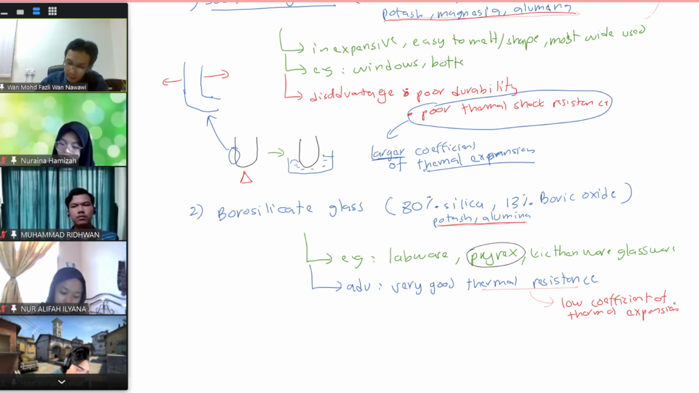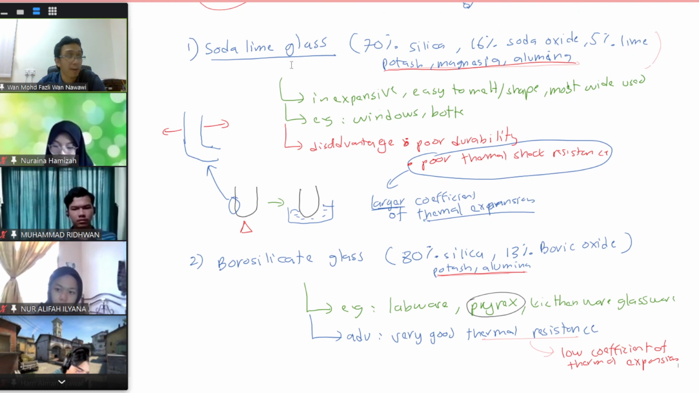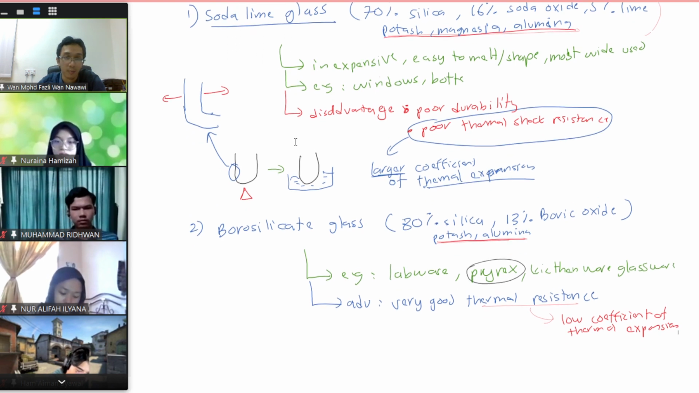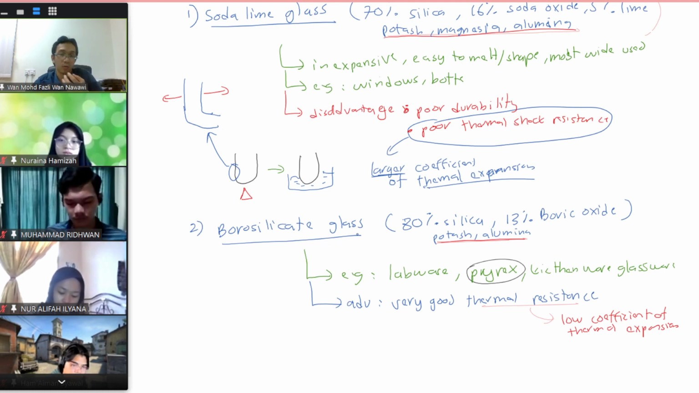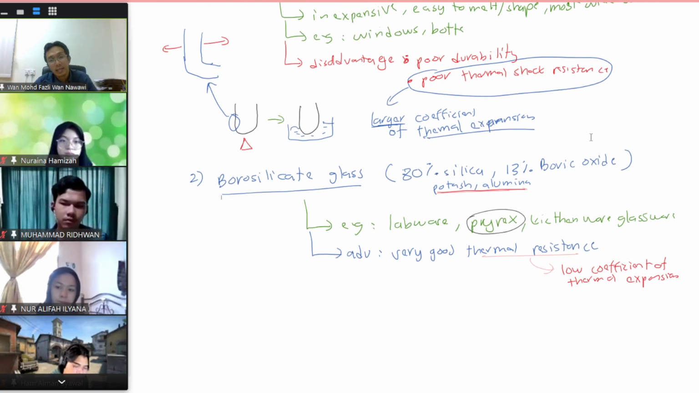Normal glass is the one that we learned before, soda lime glass. Borosilicate glass is the specialized glass that people add borax to, in order to reduce the thermal coefficient of expansion. That's why you can see borosilicate glass in the lab, and also in your kitchen, the Pyrex.